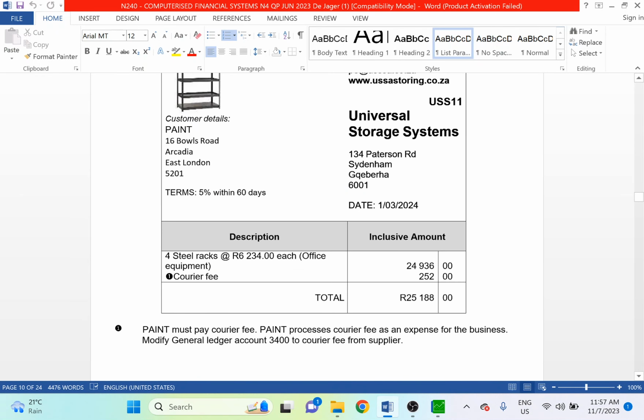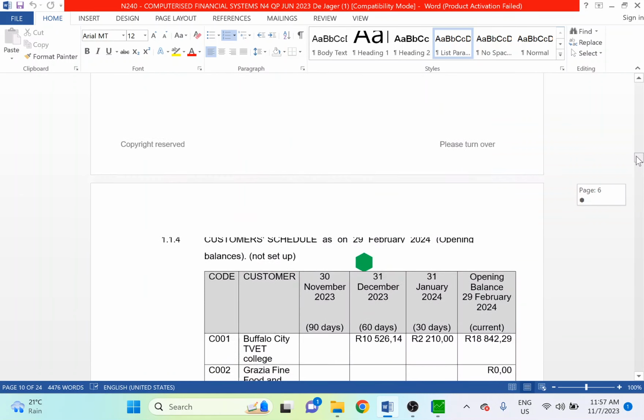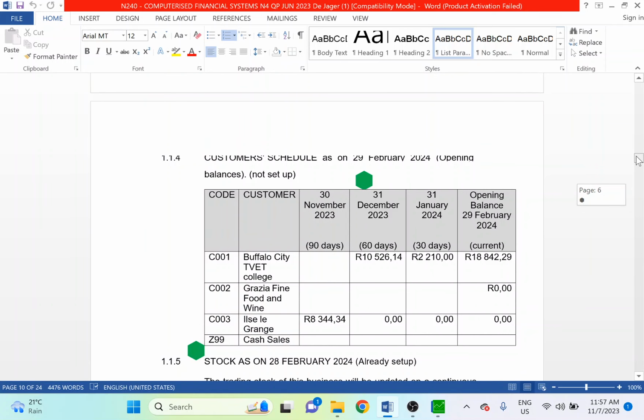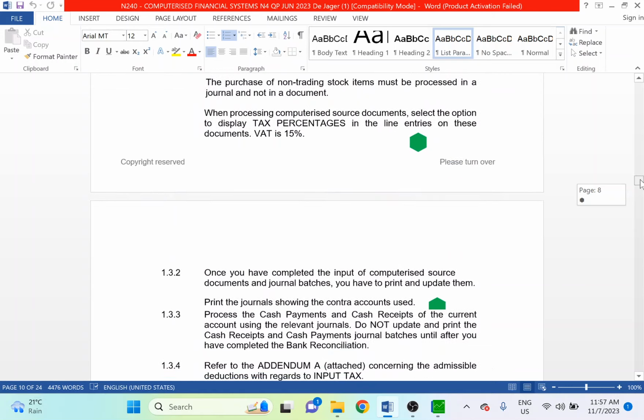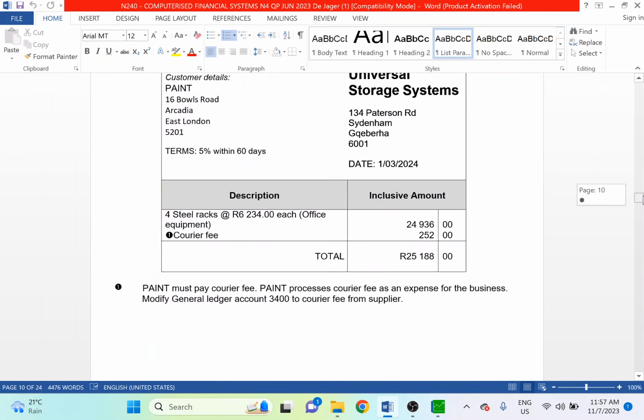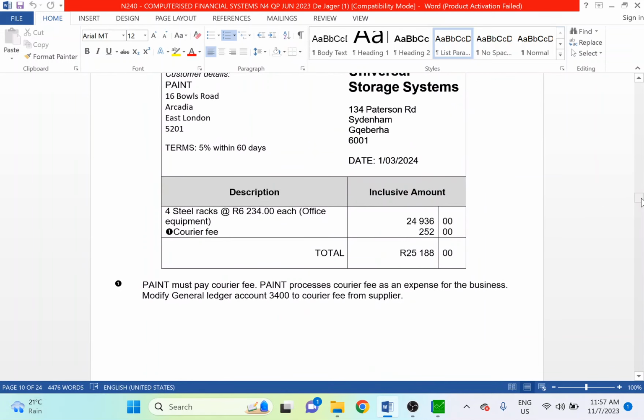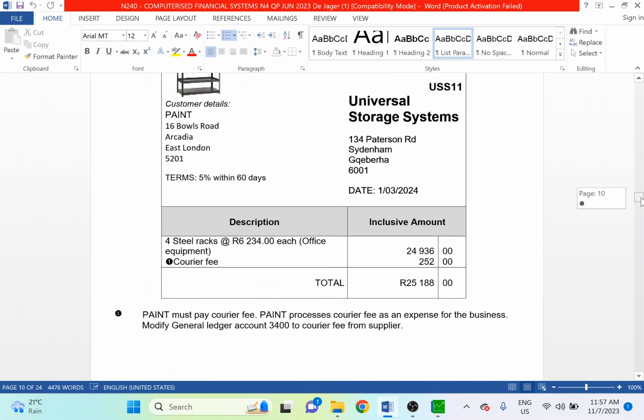Now we're going to start recording supplier invoices. We're done with opening balance. Now under supplier invoice, we're going to check for all non-stock invoices before we start recording and all stock invoices. Now, first one, we have universal storage systems.